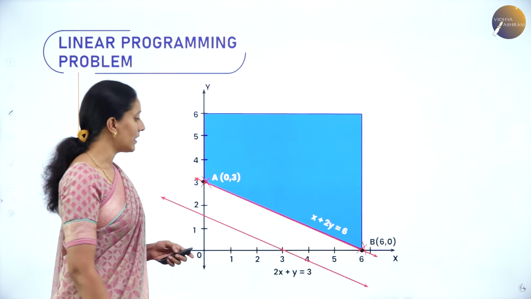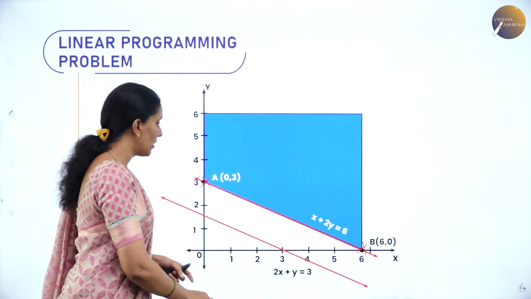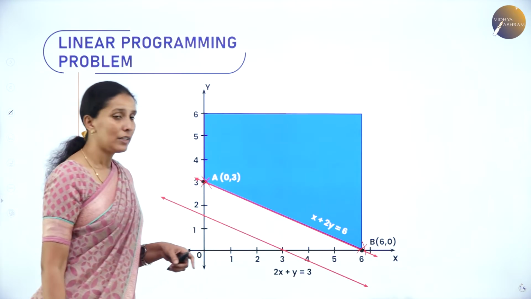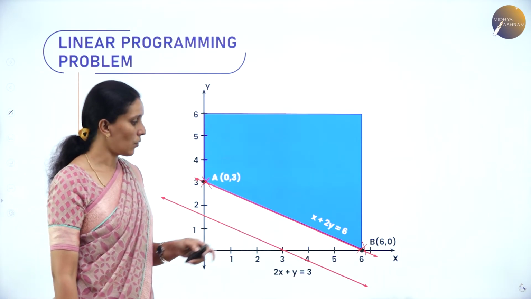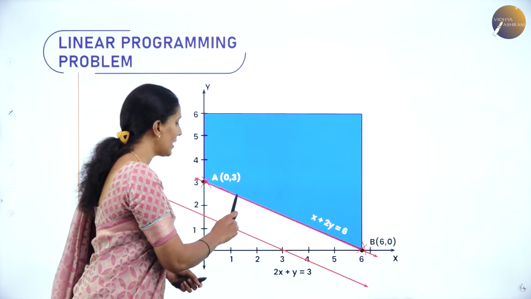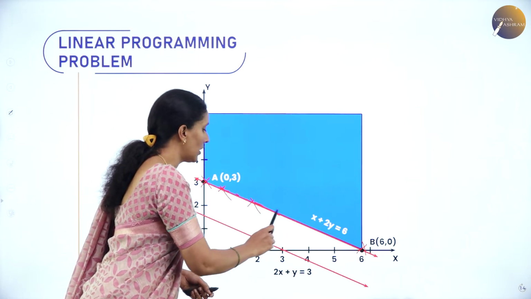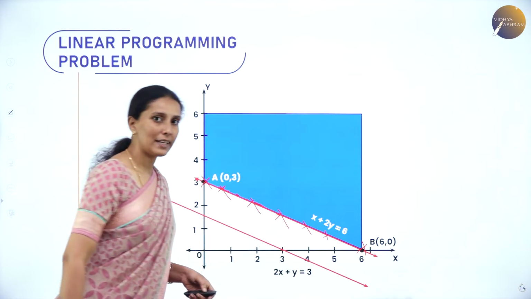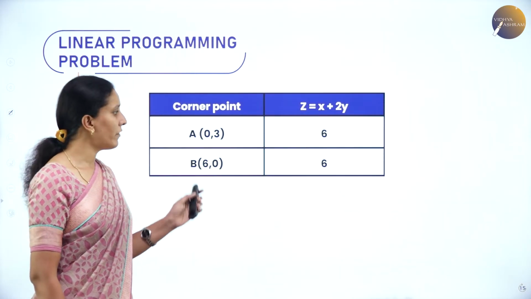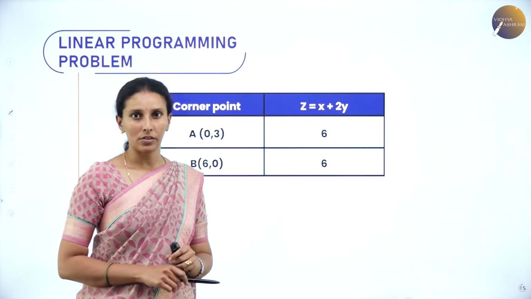You can clearly see that you can take other values too. If you take the point (2, 2), the value will be equal to 6 only, because 2 plus 2 into 2 is 6 again. So at any point on the line, the value will be 6 only. Hence we can conclude that the minimum value of the function is 6.